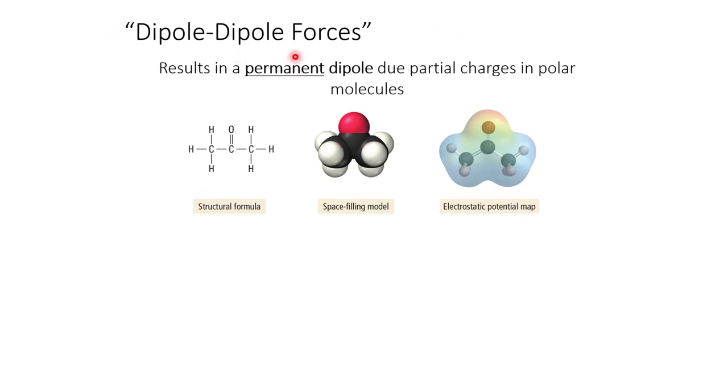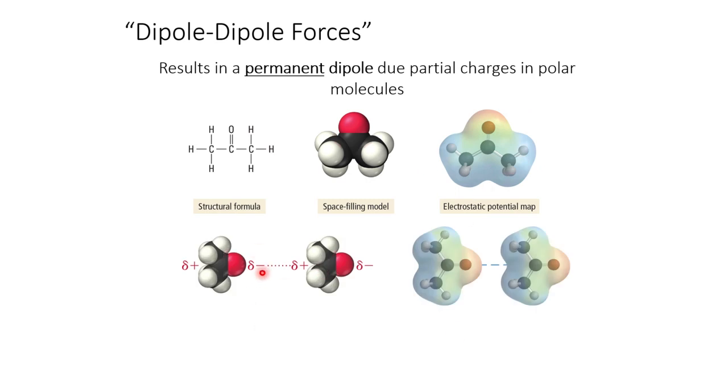So these dipole forces come from permanent dipoles due to partial charges. We distinguish dipole forces from the induced dipole forces by calling these other ones, the weaker ones, dispersion or van der Waals forces. When we say dipole, we are talking about molecules that have permanent dipoles due to differences in electronegativity. And since oxygen is so much more electronegative than carbon, the electrons spend most of their time down here by this oxygen, and we see that we have a distinct pole with a partial negative charge here and partial positives here.